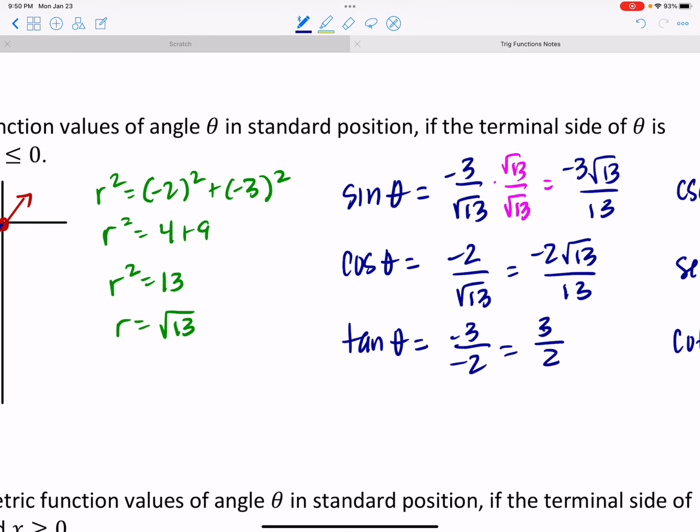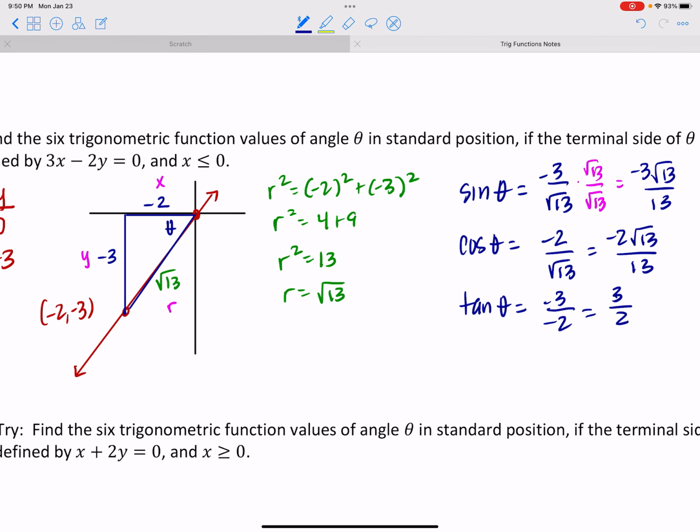Okay? So if you're given the point that your terminal side passes through, then you're outright given your x and your y. You've got to use the Pythagorean theorem to find r. If you're given that your terminal side is defined by a line, you want to do the same thing. Find a point that's on that line, other than the origin, because that's where the vertex of our angle is anyway. So something other than the origin that is on your line, and that point will work for your x value and your y value. The rest of the process is the same.